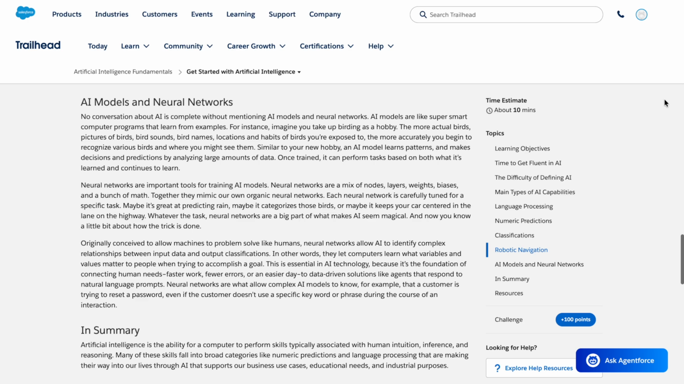Neural networks are important tools for training AI models. Neural networks are a mix of nodes, layers, weights, biases, and a bunch of math. Together, they mimic our own organic neural networks. Each neural network is carefully tuned for a specific task. Maybe it's great at predicting rain. Maybe it categorizes those birds. Or maybe it keeps your car centered in the lane on the highway. Whatever the task, neural networks are a big part of what makes AI seem magical. And now you know a little bit about how the trick is done.